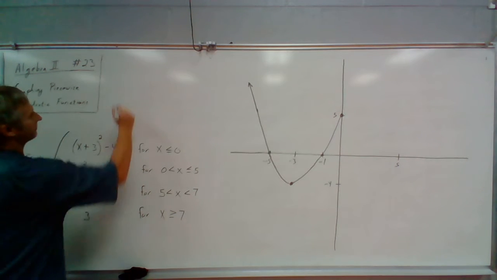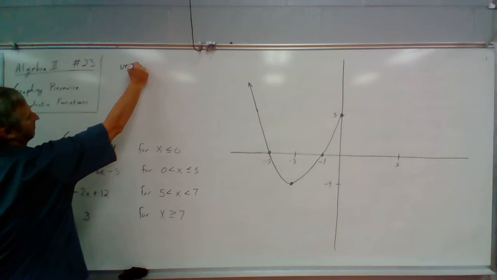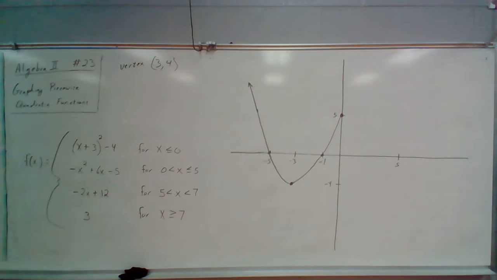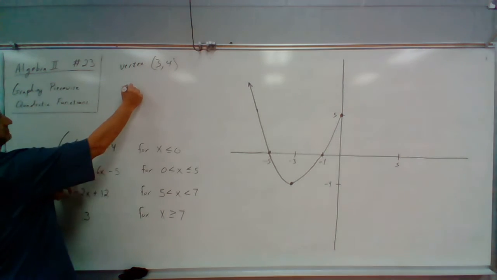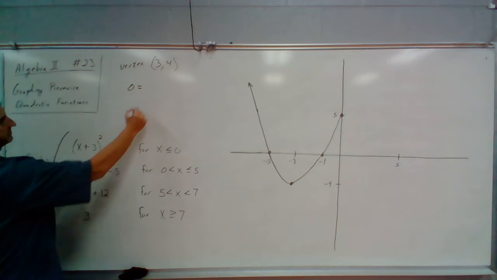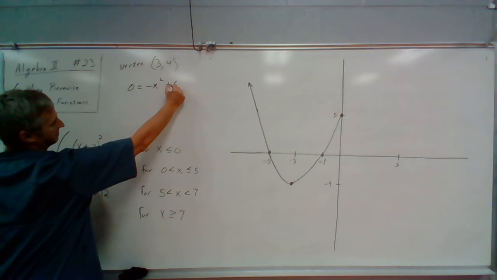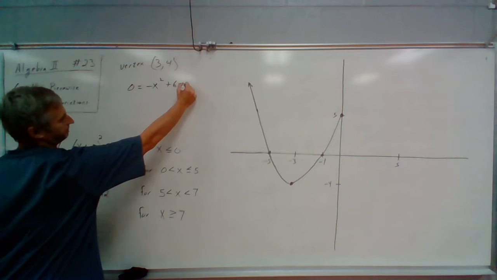Make some more room. Vertex is at 3, 4. All right, what about the roots? Okay, so let's find the roots. So I need to set that equal to 0. 0 equals negative x squared plus 6x minus 5.